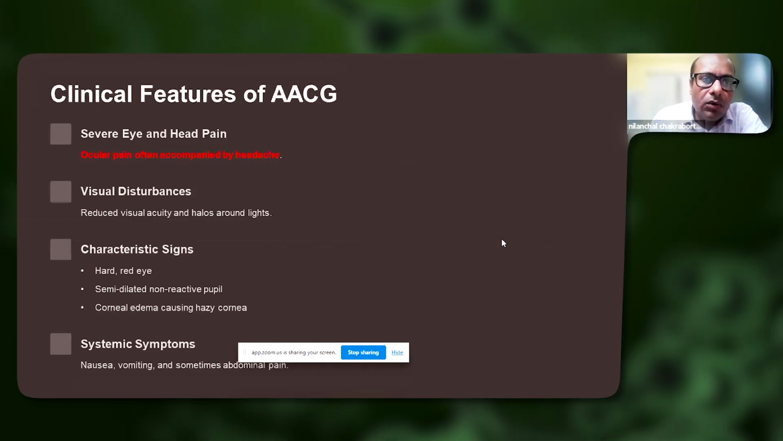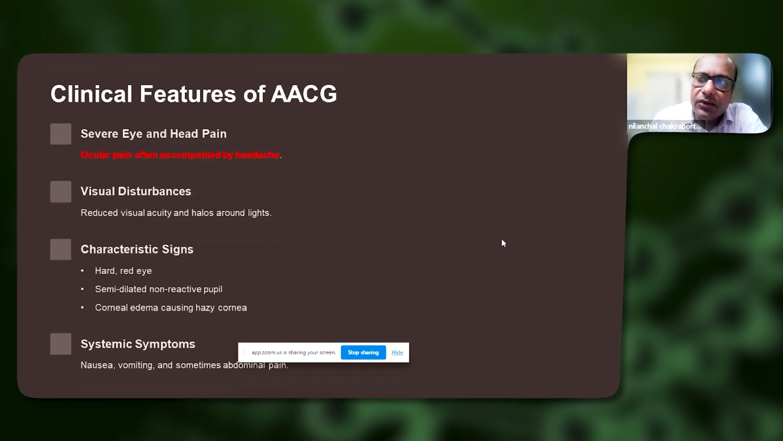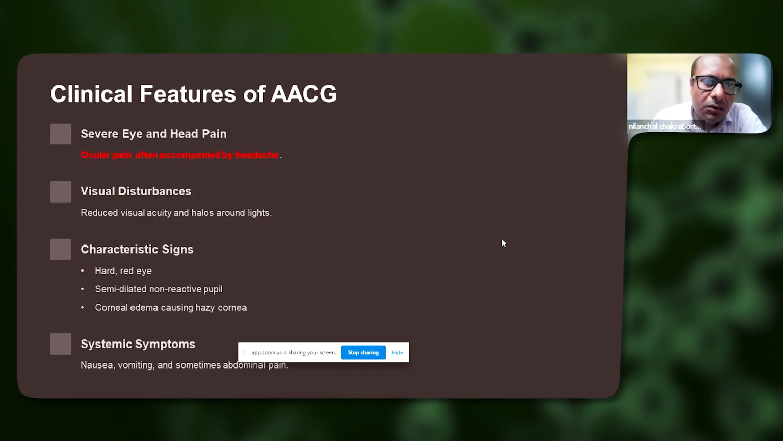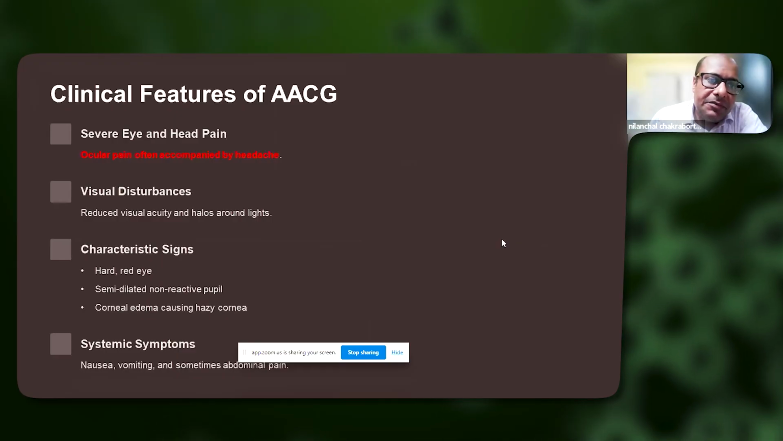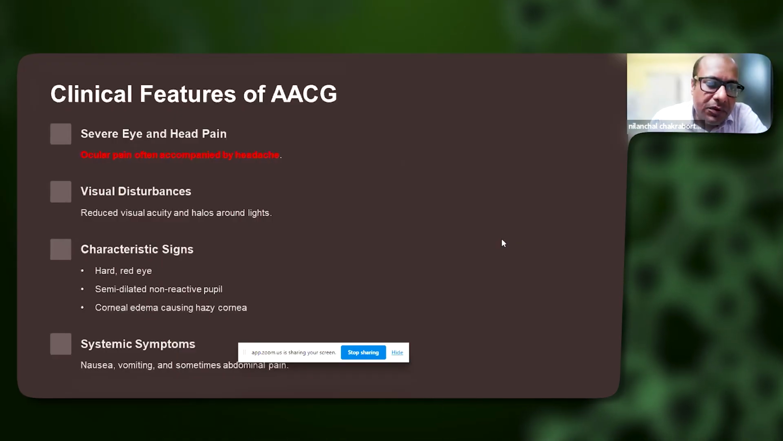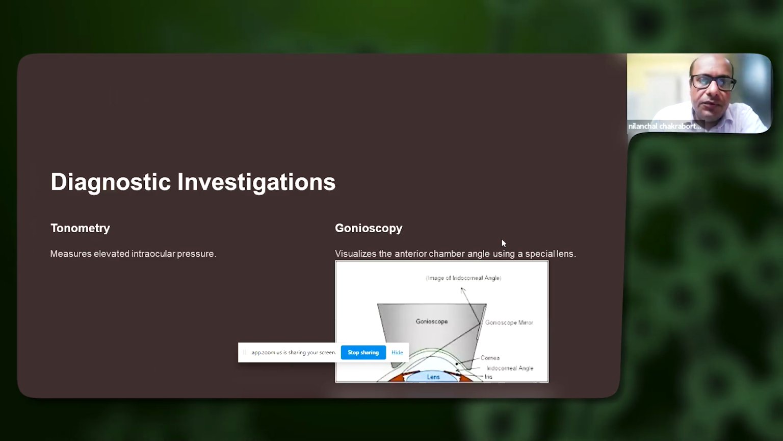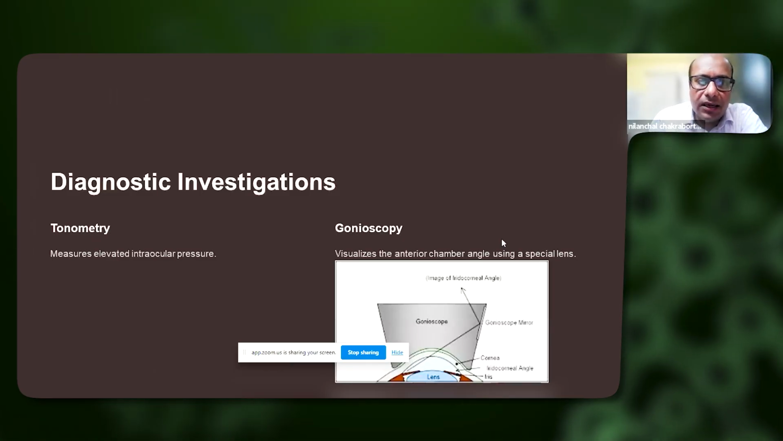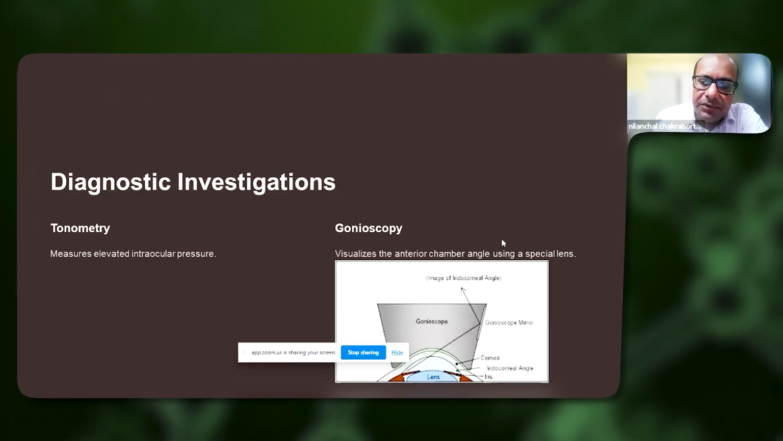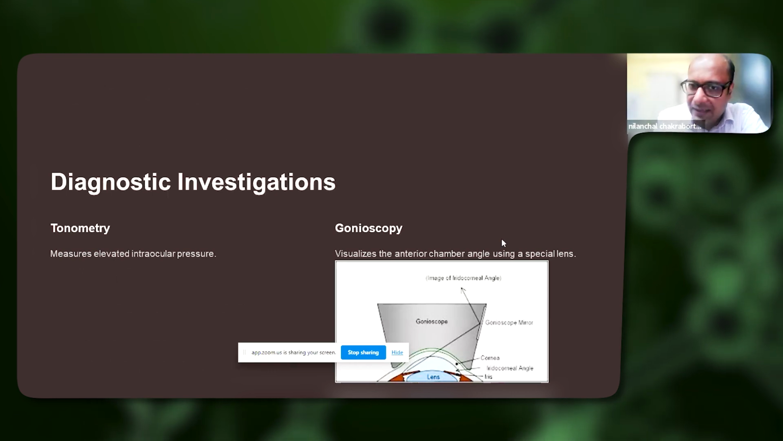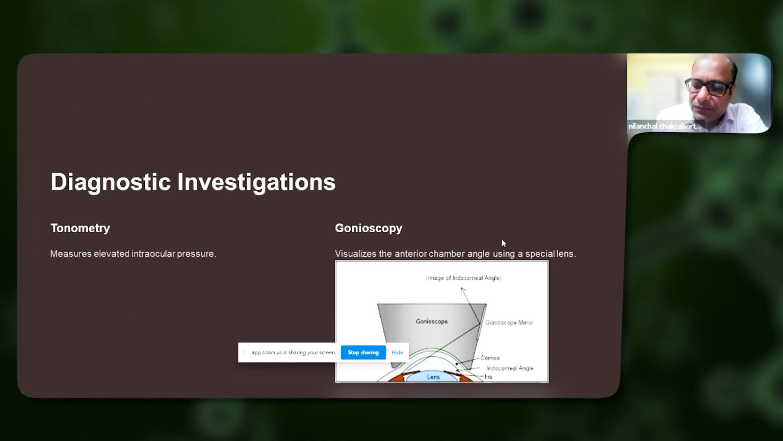So it presents with ocular pain and headache, which is not a feature of open angle glaucoma. There may be a semi-dilated non-reactive pupil because the iris is affected. If you do a tonometry, you can find the intraocular pressure to be high, and then do a gonioscopy to measure the angle.